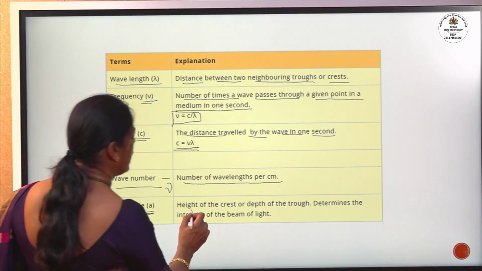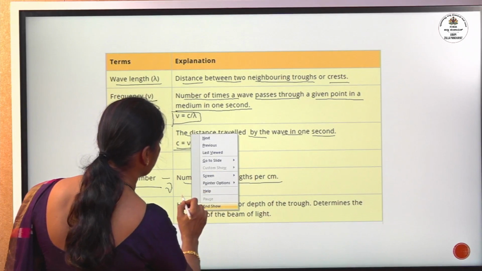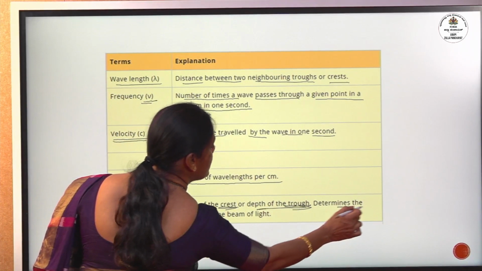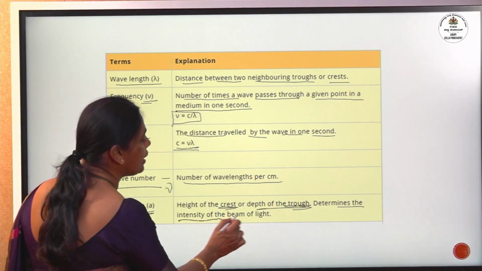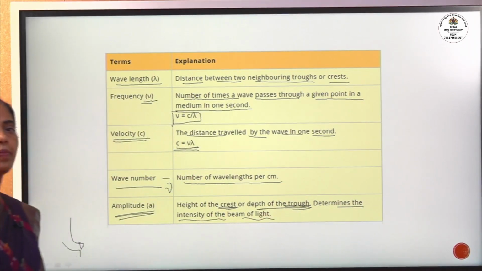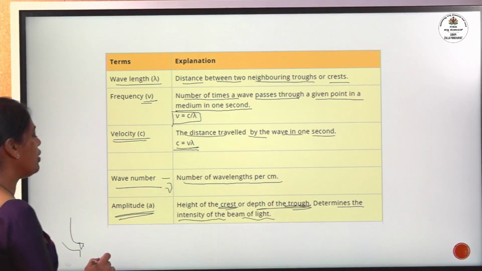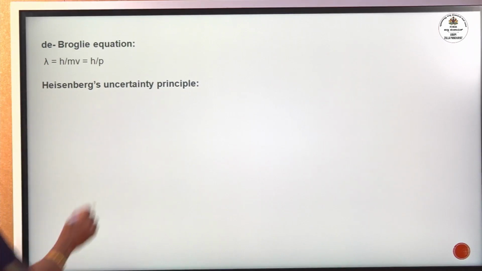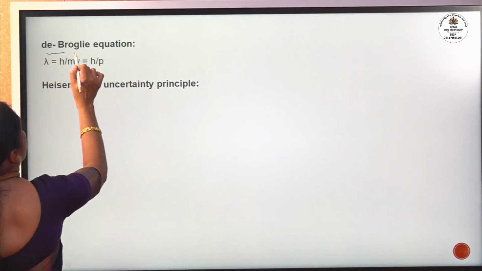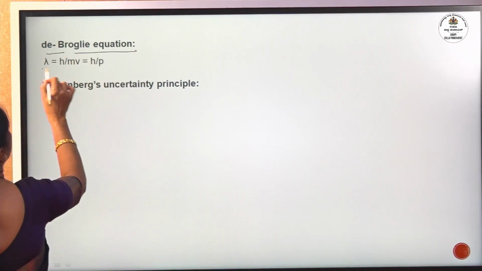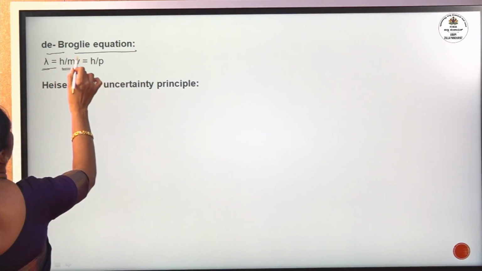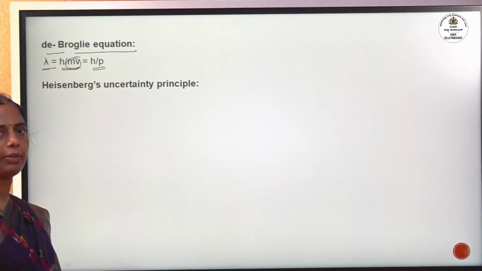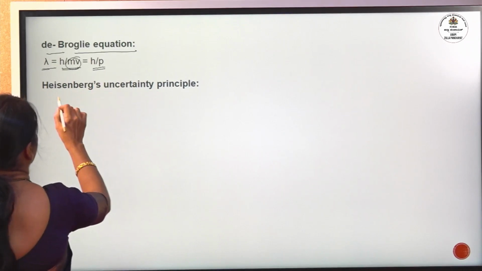Amplitude is the height of the crest or depth of the trough, which determines the intensity of the beam of light. Next, one more formula, de Broglie equation, which can be written as lambda is equal to h by mv, where mv is momentum. It can be written as h by p also. Lambda is equal to h by p, momentum.